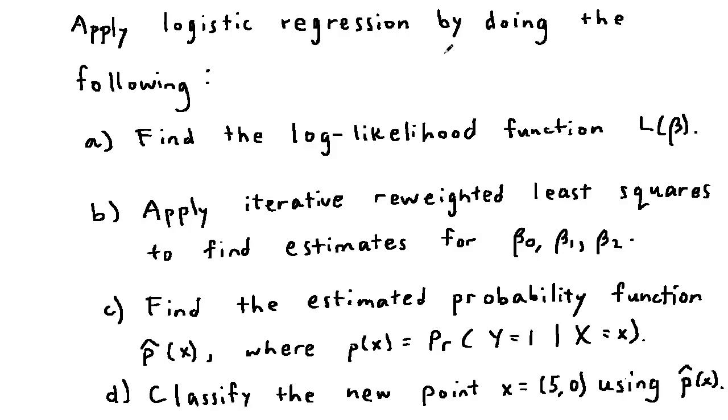Apply logistic regression by doing the following. A. Find the log likelihood function L of beta. B. Apply iterative reweighted least squares to find estimates for beta 0, beta 1, and beta 2. C. Find the estimated probability function p hat of x, where p of x is the probability that y equals 1 given x equals little x. D. Classify the new point 5, 0 using the estimated probability function.